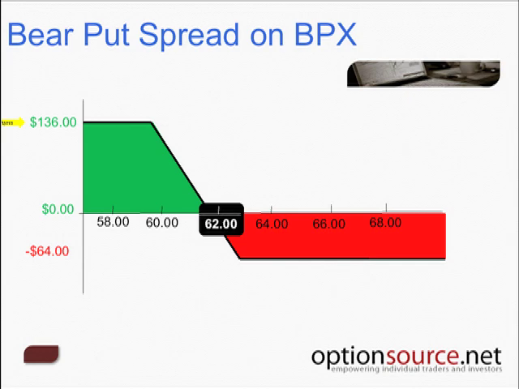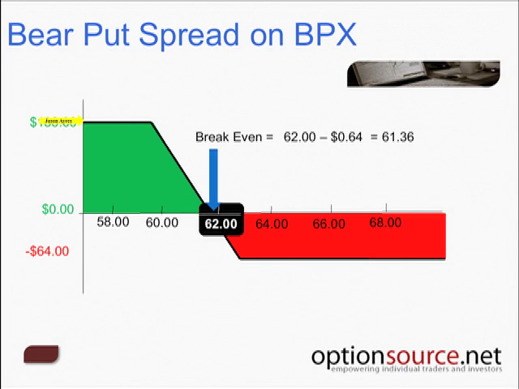But if we are right, we have the potential of generating a $136 per contract profit. So you can see that we're essentially, once again, looking at about a 100% rate of return based on our initial risk exposure. Now, we cannot make any more than that $136 because, quite simply, we've given up all of that possibility to the individual that's bought those $60 strike put options from us. So we benefit from 62 down to 60, and then they benefit from anywhere below 60 and beyond.